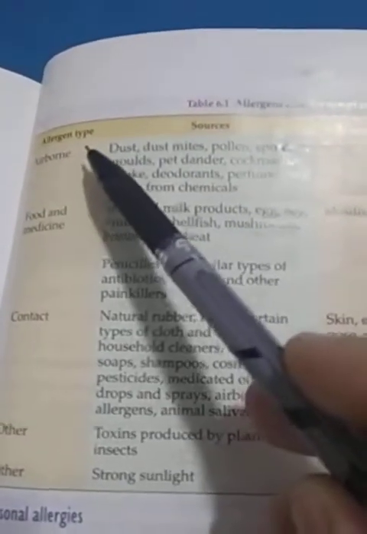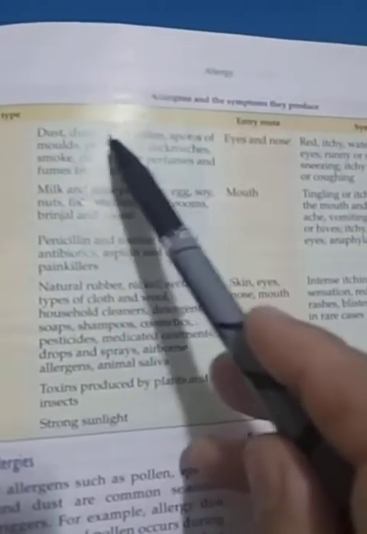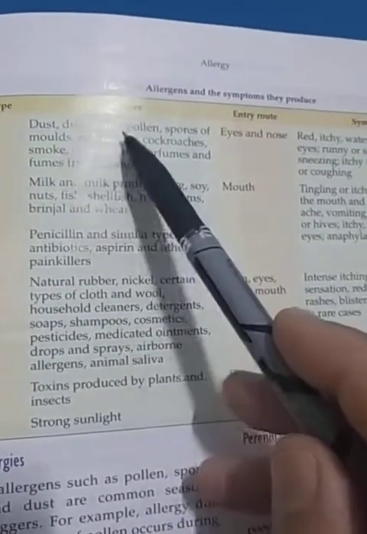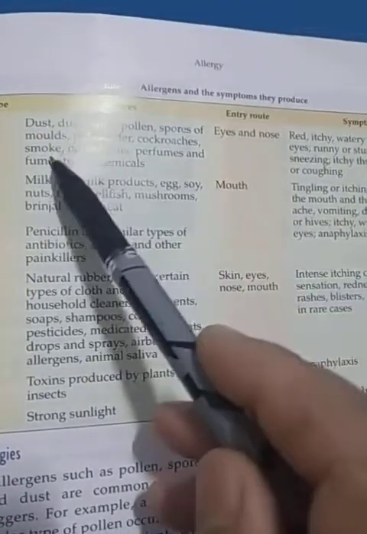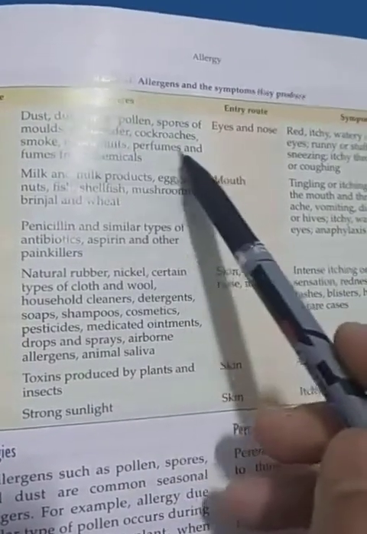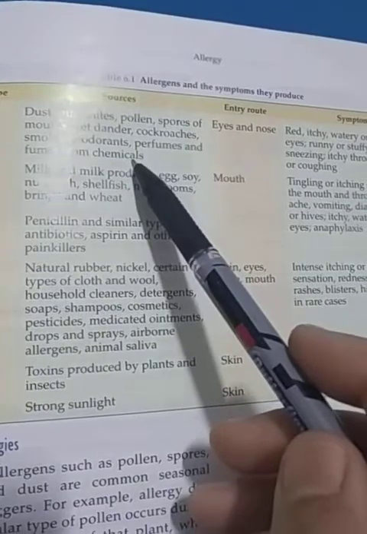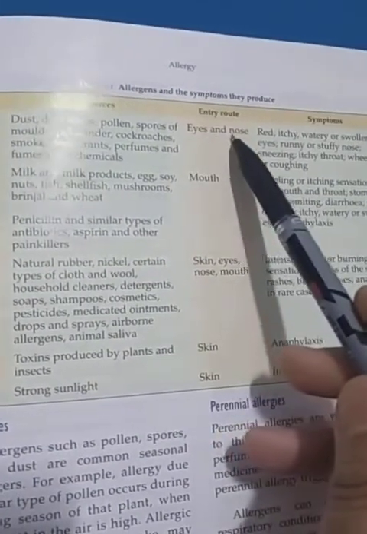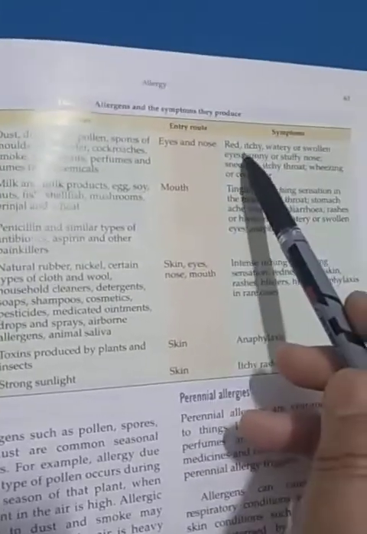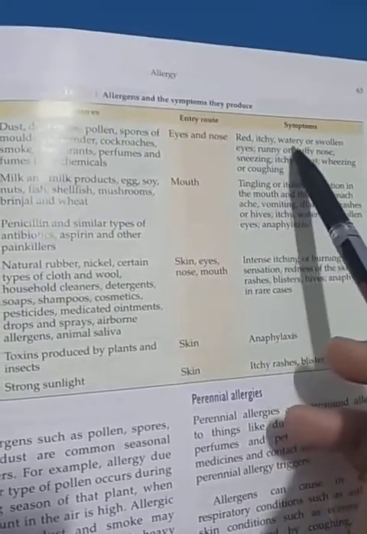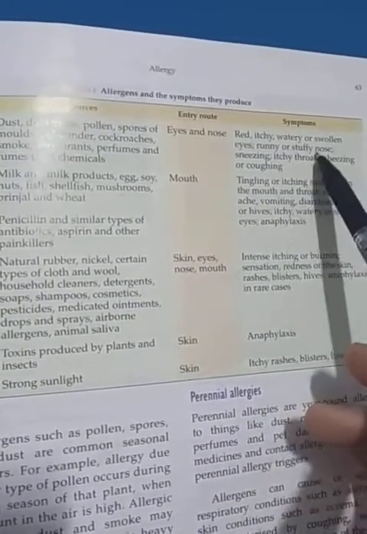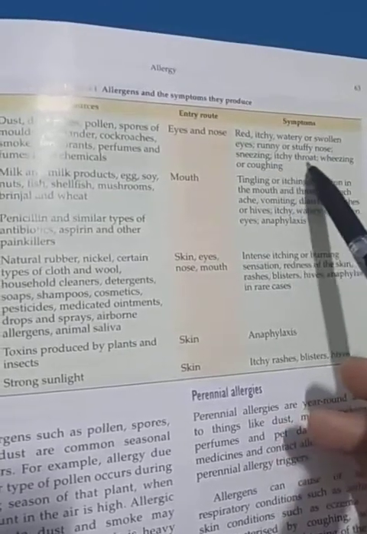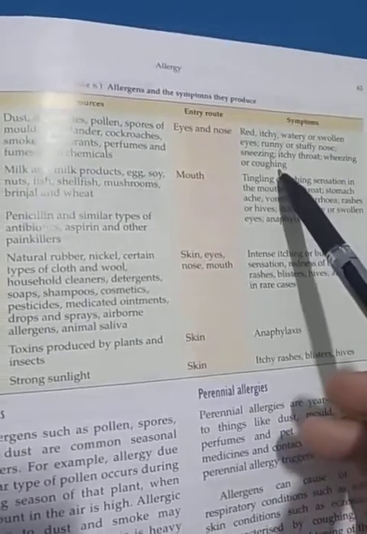First allergen is airborne. Sources may be dust mites, pollen, spores of molds, pet dander, cockroaches, smoke, deodorants, perfumes and fumes from the chemicals. Entry mode, from where they enter the body: eyes and nose. And symptoms: red, itchy, watery or swollen eyes, runny or stuffy nose, sneezing, itchy throat, wheezing or coughing.